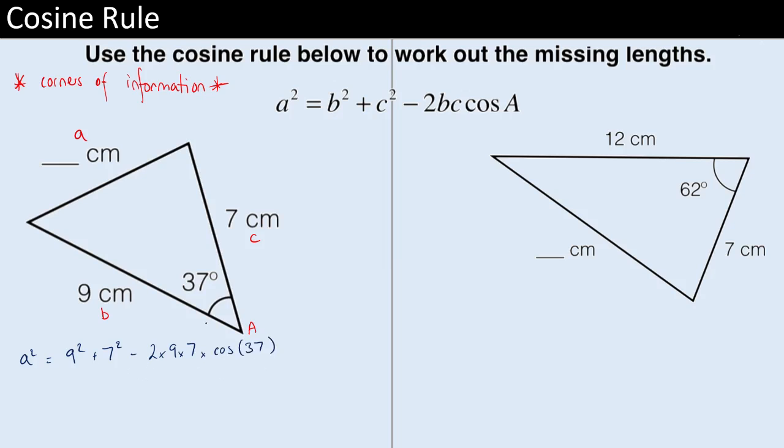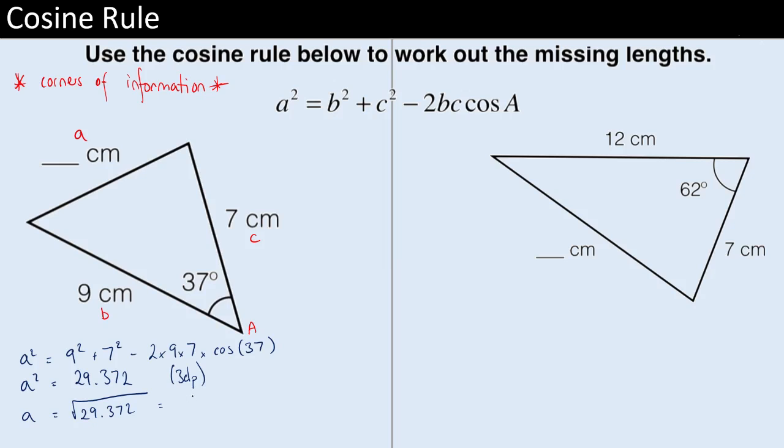And because we're working out what this thing is, I know what all the numbers are here. I would literally just type that into my calculator. 9 squared plus 7 squared take away 2 times 9 times 7 times cos 37. Boom. A squared equals 29.372 to 3 decimal places. Now, one thing to bear in mind, that is not the side length here. It is the A squared. That is the side length squared.